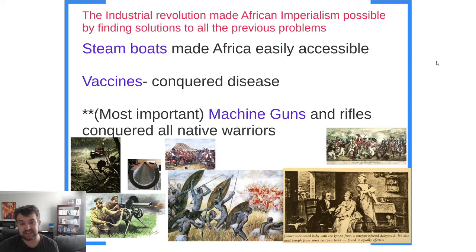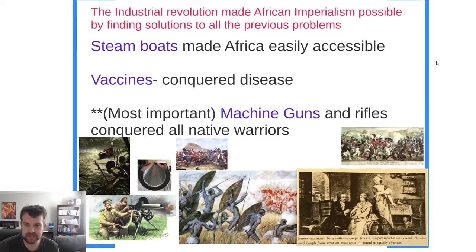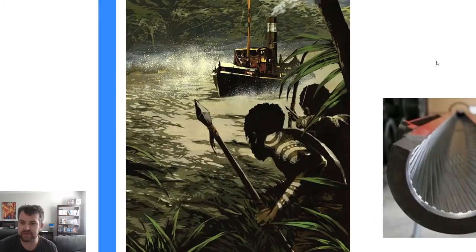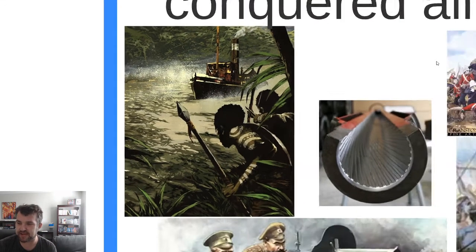And these new technologies are just going to make African military resistance not as effective, or hardly effective at all. So the inventions of the Industrial Revolution are going to lead to some serious negative consequences for the African continent. Okay, let's check it out. So here's a steamboat going up the river, and some African tribesmen are trying to figure out what's going on.